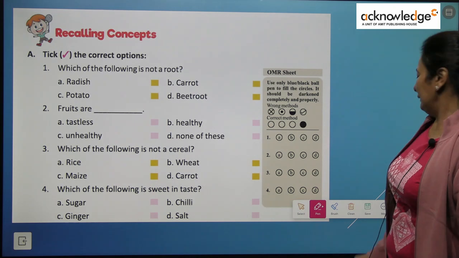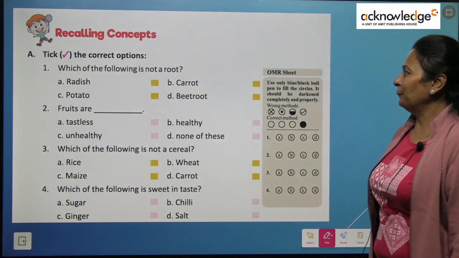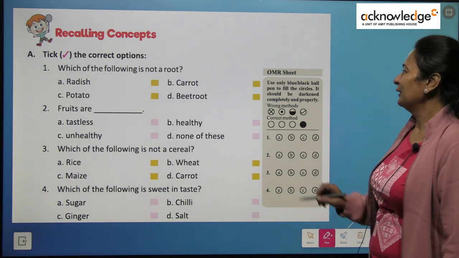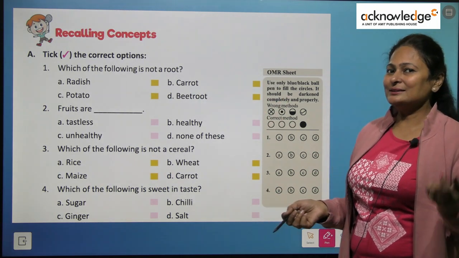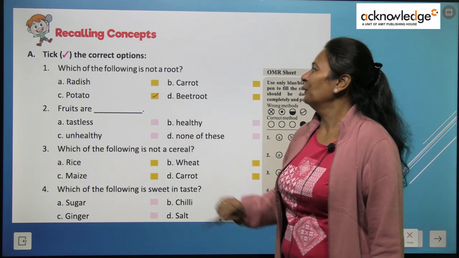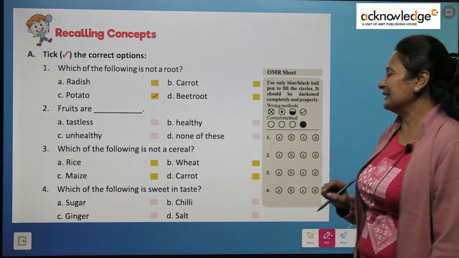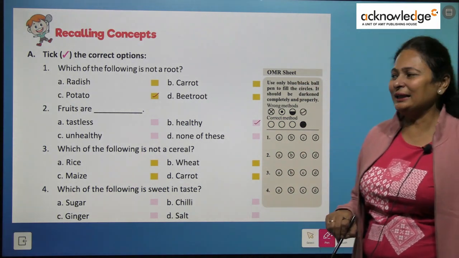First is take the correct options. Which of the following is not a root? Potato, radish, carrot and beetroot. Beetroot, we have already discussed, it is root. Carrot is root. Radish is root. So which is left? Potato. Potato is stem of a plant. Correct. Fruits are very healthy to eat.